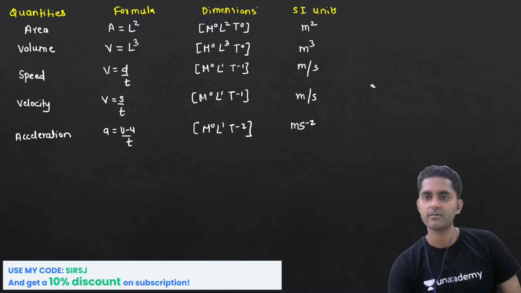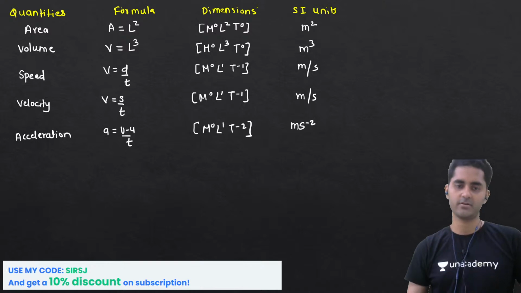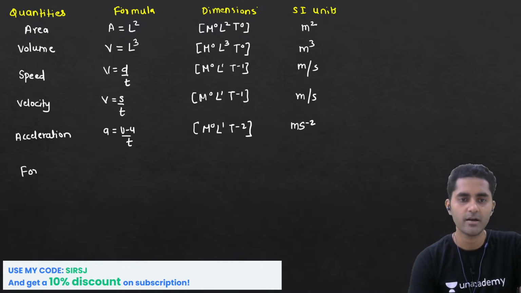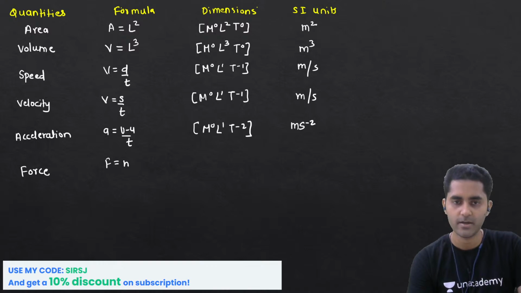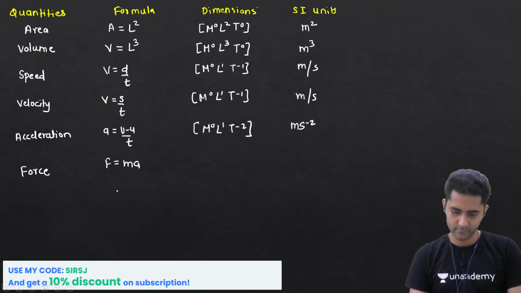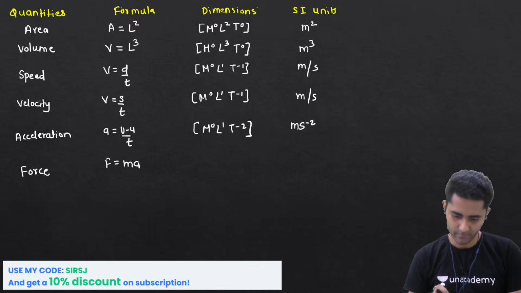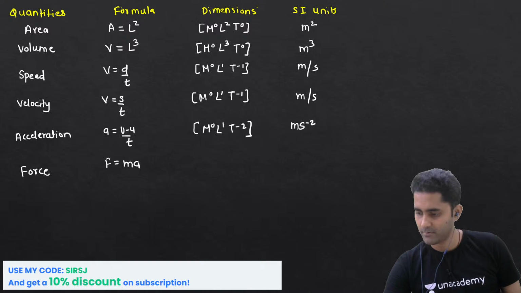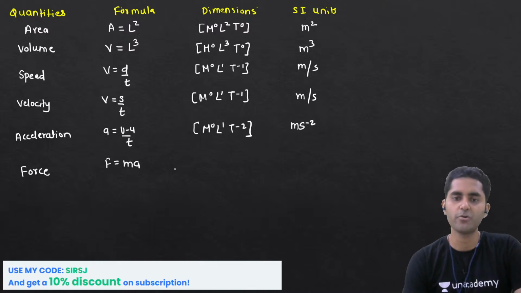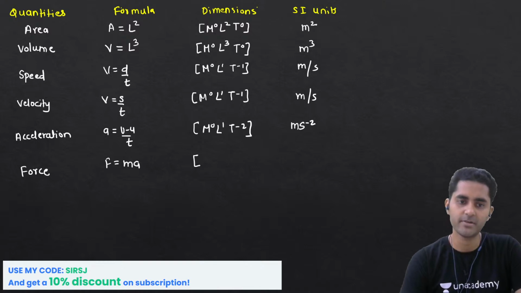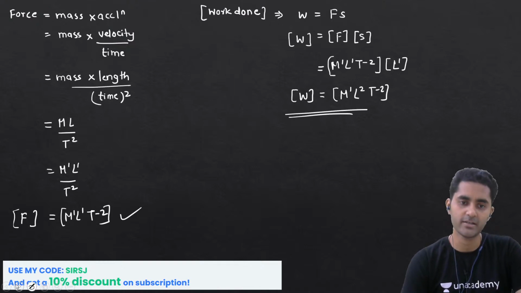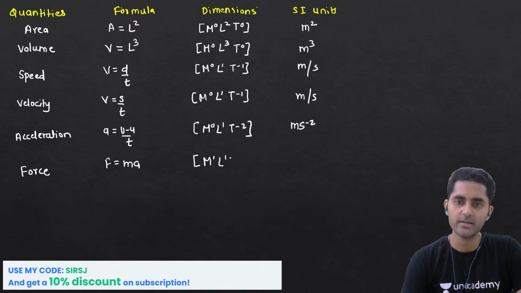Now let's talk about force, dimensions of force. What are the dimensions of force? Let us first write its formula. F is equal to m into a. Force is equal to mass into acceleration, and we have just calculated the dimension. Here you can see force is M1 L1 T minus 2. Okay, M1 L1 T minus 2.